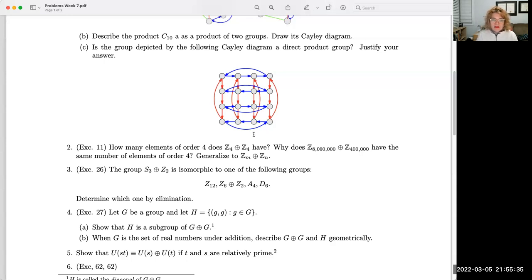Number 4, part A, you could do this one by just using the 1-step or 2-step subgroup tests. And then part B, if G is a set of real numbers under addition, G cross G is going to just look like the Cartesian plane that you're used to. So the diagonal is going to look literally like a diagonal line. And so that, like, the y is equal to x line. So that's where this comes from.